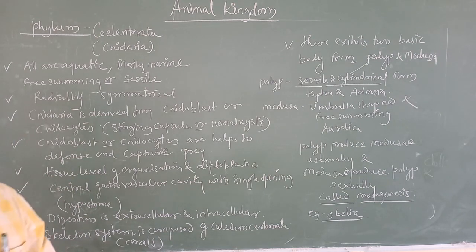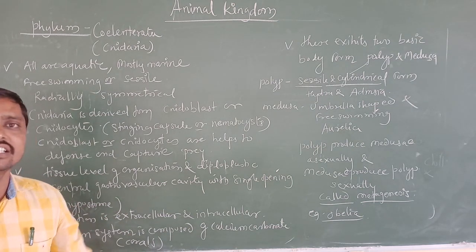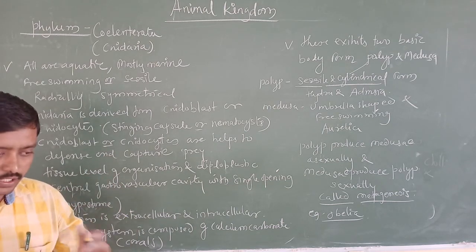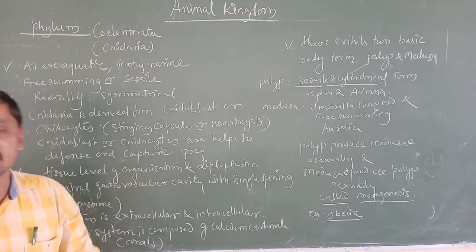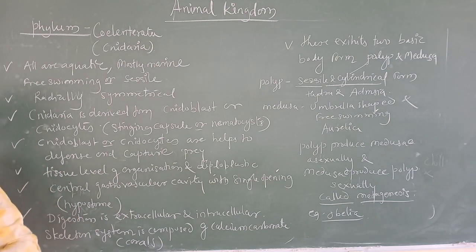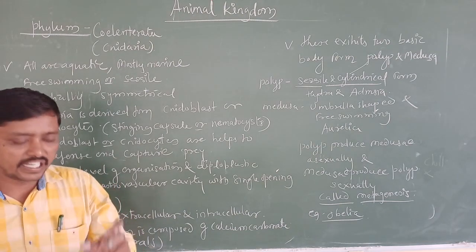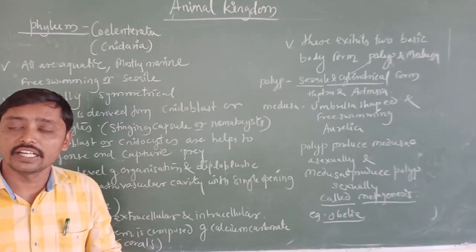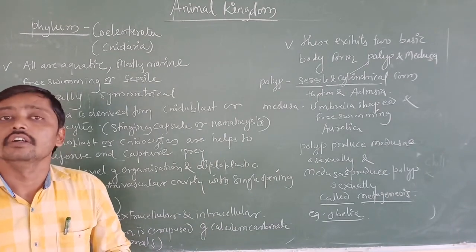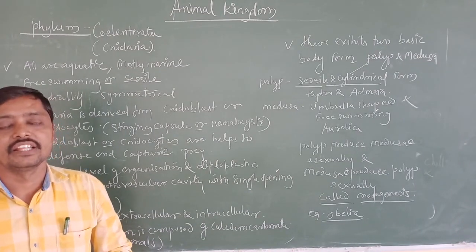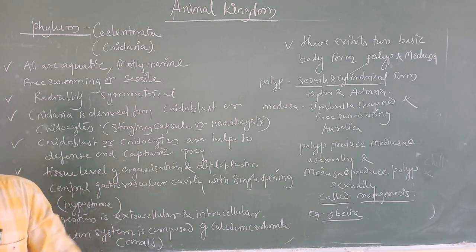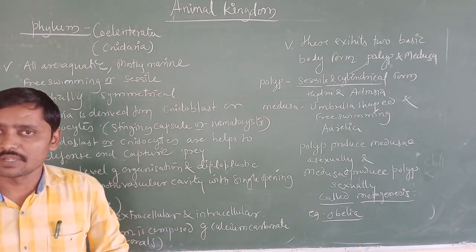Fertilization is internal, in the sense that there are two types of fertilization: internal and external. Internal fertilization means the fertilization takes place within the body of an organism. External fertilization means the fertilization takes place outside the body of an organism. Direct development means there is no larval stage in between in the development, and indirect means a larval stage is present.